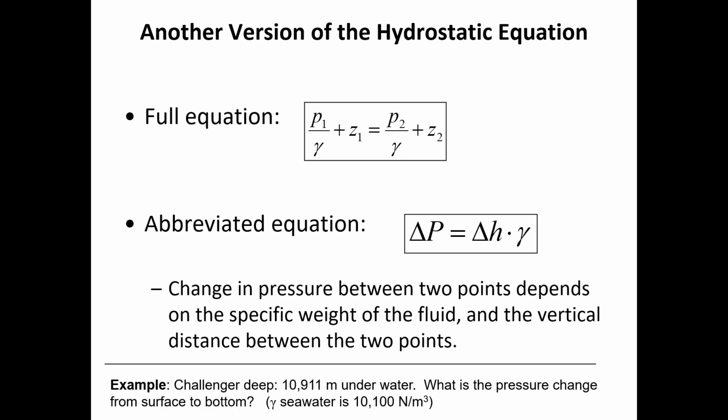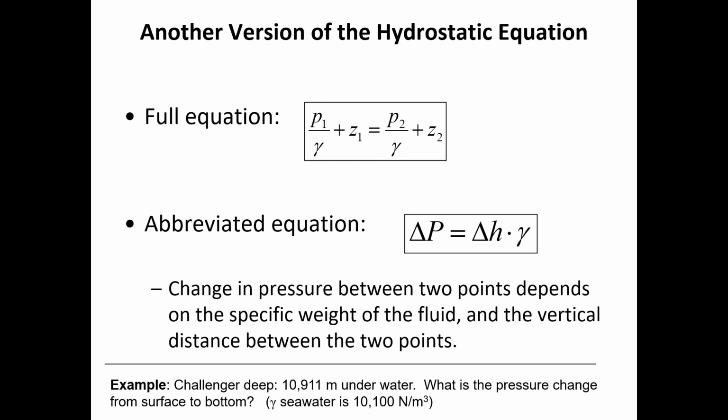The lowest point of the ocean is in the Marianas Trench, and it's called Challenger Deep. That's the deepest part of the ocean, and it's more than 10,000 meters underwater. So 10,911 meters underwater. So what's the pressure change from the surface of the ocean to the bottom?